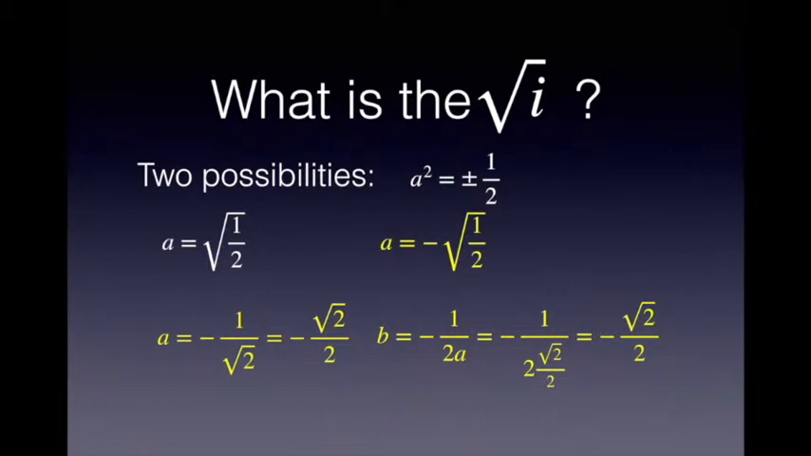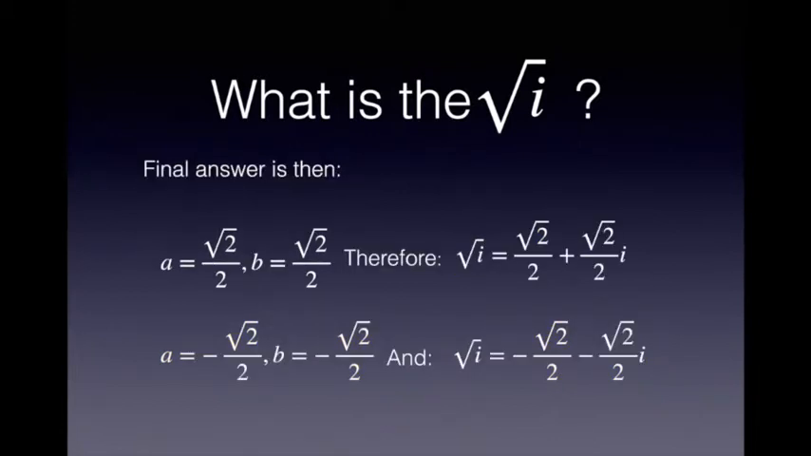So, on the next slide, this is where we are so far. So I found an a and a b. In fact, I found two of them. So the square root of i is actually going to be equal to two things. If they're both positive, then the square root of i equals square root of 2 over 2 plus square root of 2 over 2 i. And if they're both negative, then the square root of i equals negative square root of 2 over 2 minus square root of 2 over 2 i.